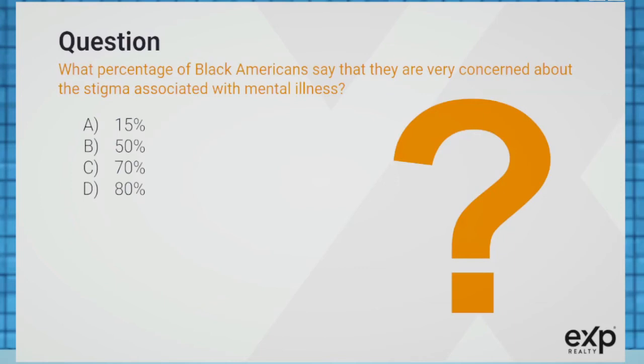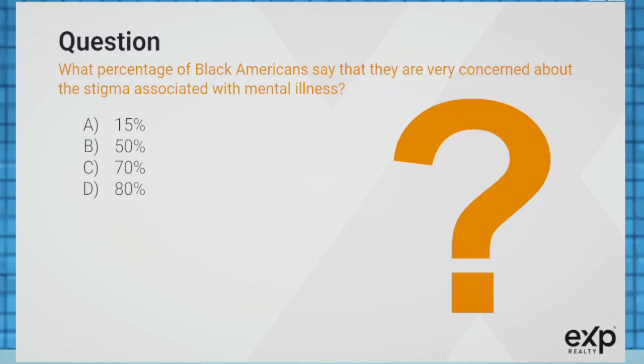Now, we're going to move on, and we're going to talk about factors. What leads to this? So our first question is, what percentage of Black Americans say that they're very concerned about the stigma associated with mental illness? You think 15% say they're concerned about the stigma, 50%, 70%, or 80%. That's those saying anything along the lines of, I can't admit that I'm mentally weak because showing weakness isn't accepted in my community. Or I can't admit that I'm struggling because of any of those cultural reasons.